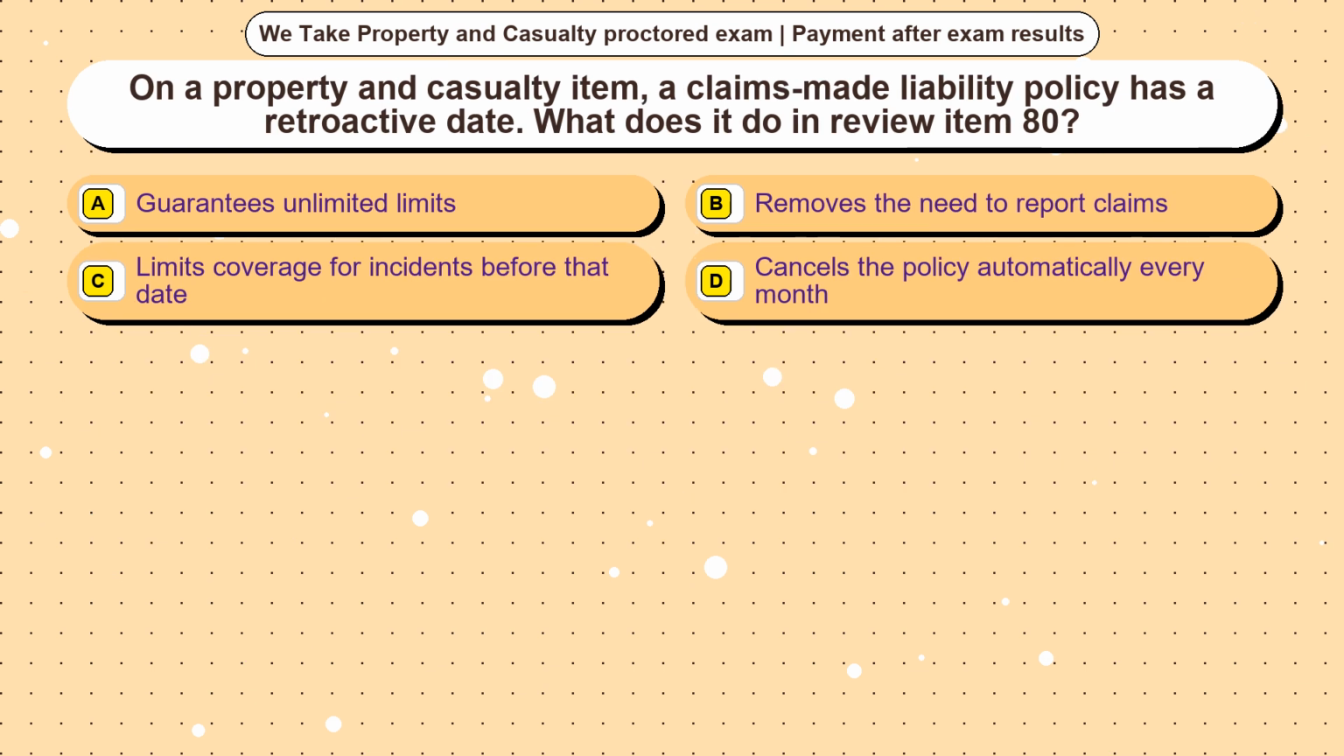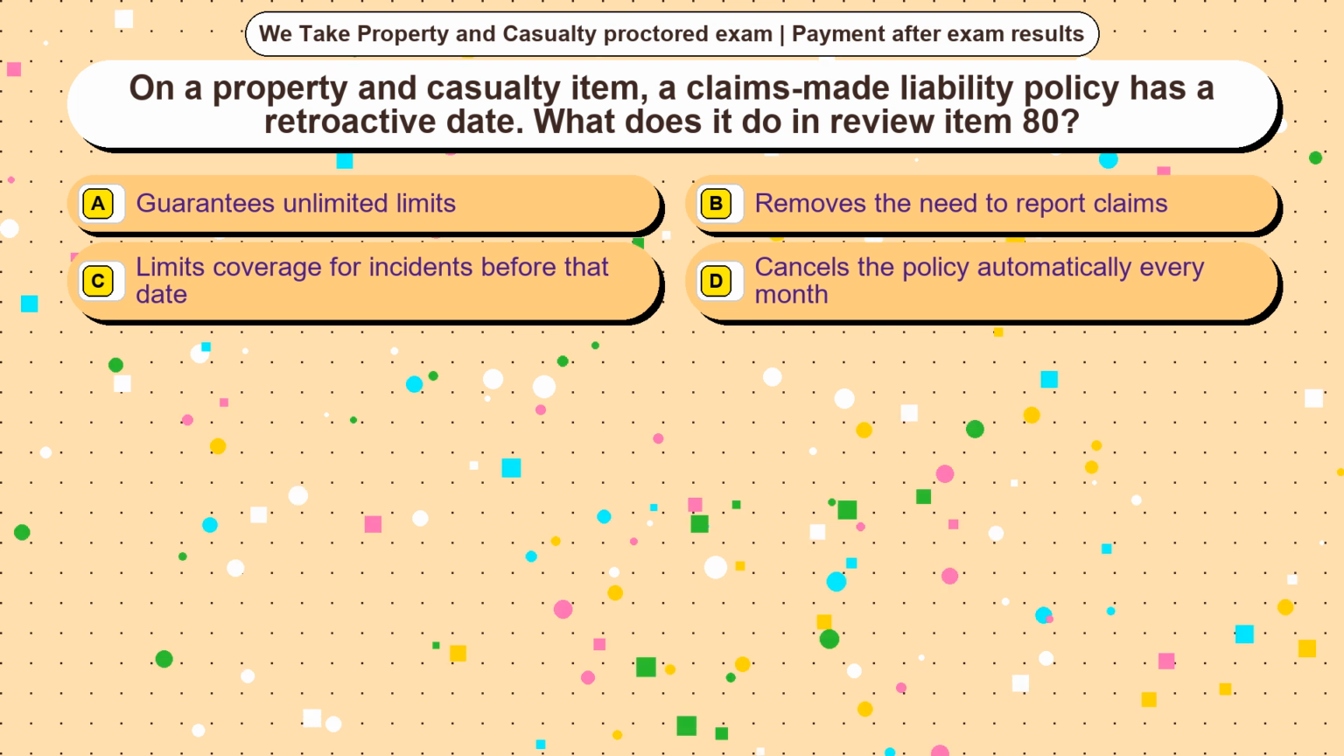Question 11. On a property and casualty item, a claims-made liability policy has a retroactive date. What does it do in review item 80? Option A, guarantees unlimited limits. Option B, removes the need to report claims. Option C, limits coverage for incidents before that date. Option D, cancels the policy automatically every month. The correct answer is option C.